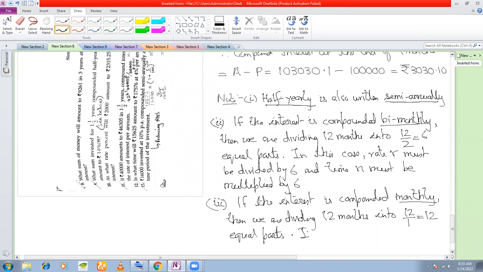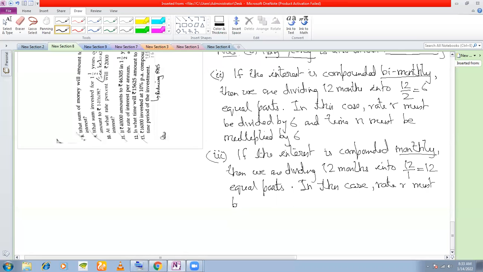In this case, rate R must be divided by 12 and time N must be multiplied by 12. Okay, clear with this?